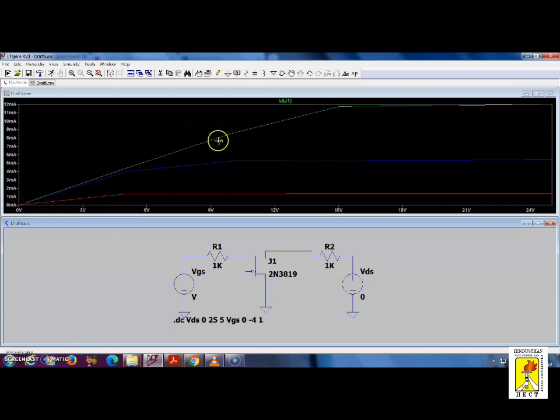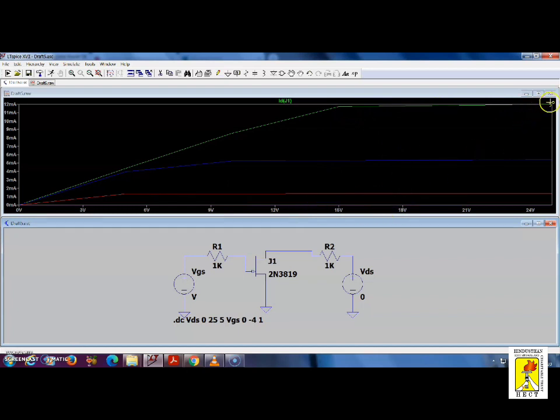This linear increase, when voltage and current are increasing linearly, what do we call it? We call it a resistive region. Hence this region is named the ohmic region. So this linear rise region is called the ohmic region, and the saturation region, where it is maintaining the same level, we call the pinch off region.